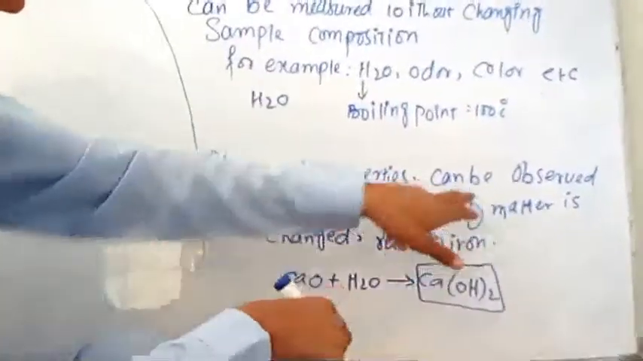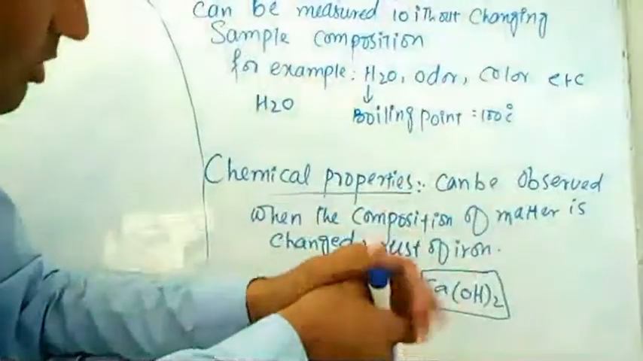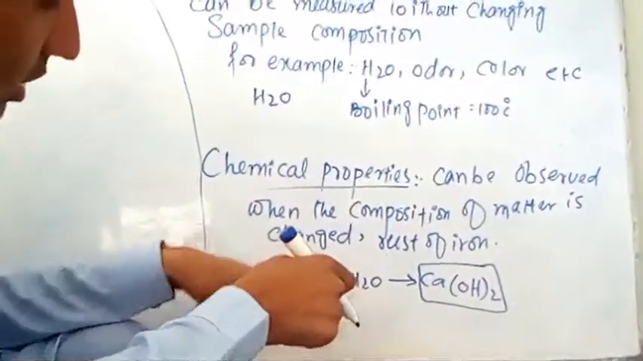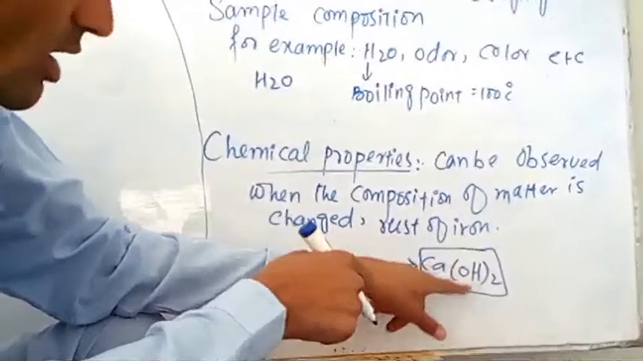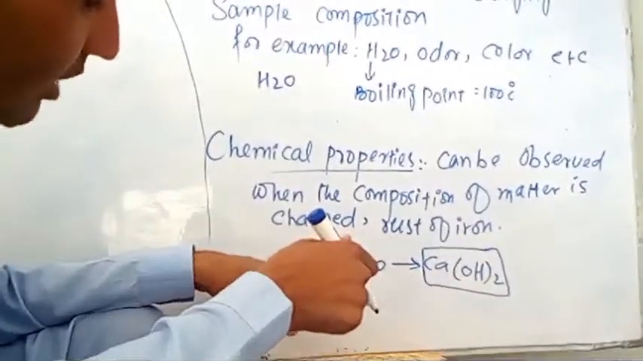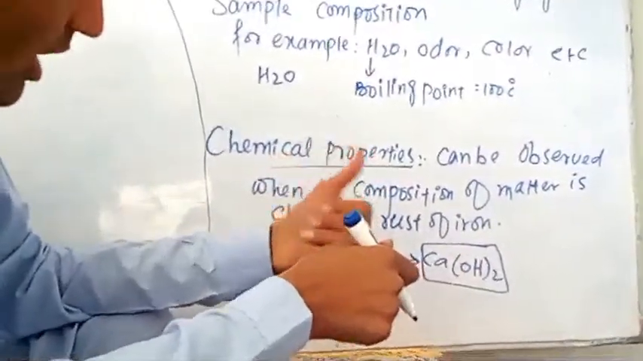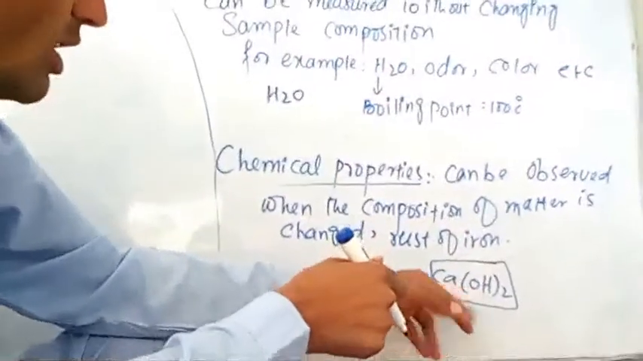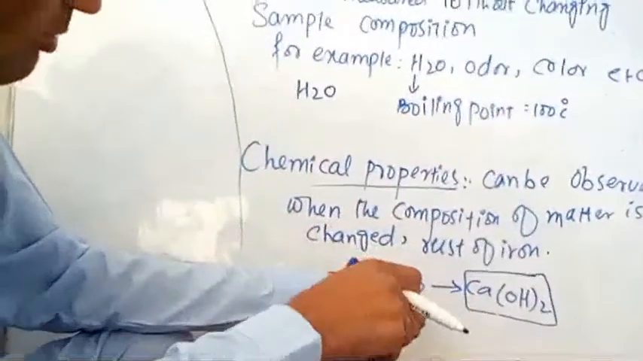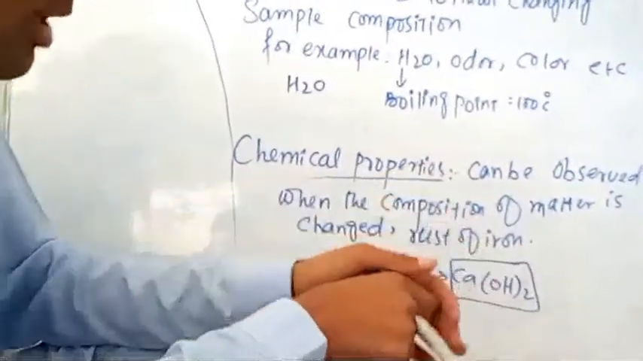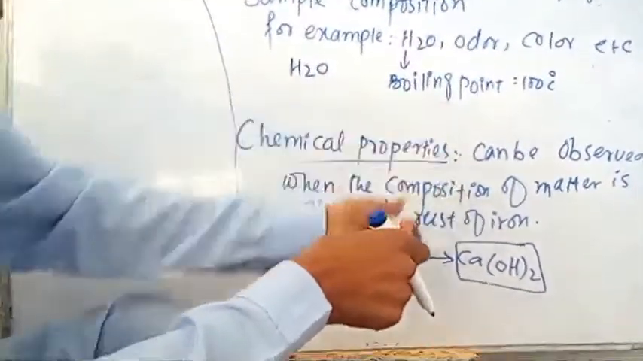So the chemical properties are those which can be observed when the sample composition is changed. For example, if you want to find that calcium oxide combines with water to form calcium hydroxide, this property of calcium oxide cannot be found unless we change the composition of calcium oxide. When the calcium oxide is changed to calcium hydroxide, then we can find that calcium oxide can form calcium hydroxide. Otherwise, we cannot find this property until we react the calcium oxide with water.